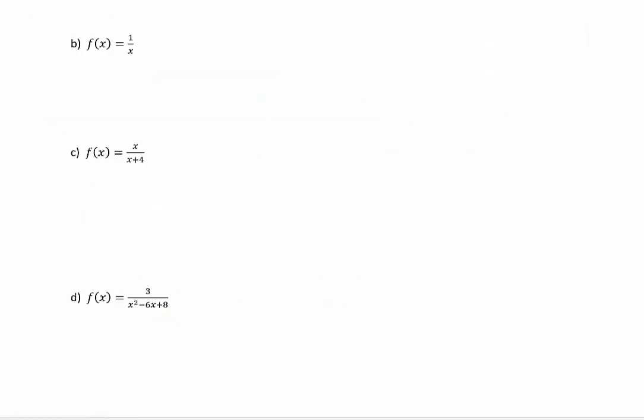Examples B, C, and D are all rational functions. They're all fractions. And so I'm going to approach these problems the exact same way. The rule for a fraction is the denominator can't equal 0. So in part B, that means x cannot equal 0. On the number line, we're talking about every single point except for the 0. The domain is everything I have shaded in on that number line.